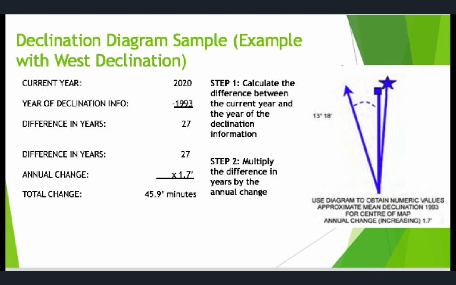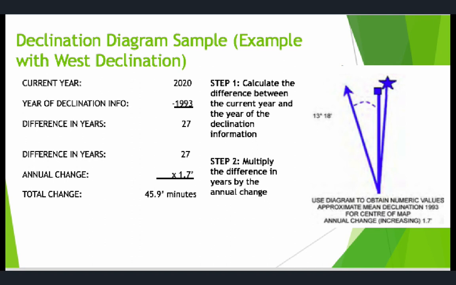Step 1 will again be to calculate the difference between the current year and the year of the declination information. The current year, once again, is 2020. Subtracting the year of declination information, which this time is 1993. This gives us a difference in years of 27.